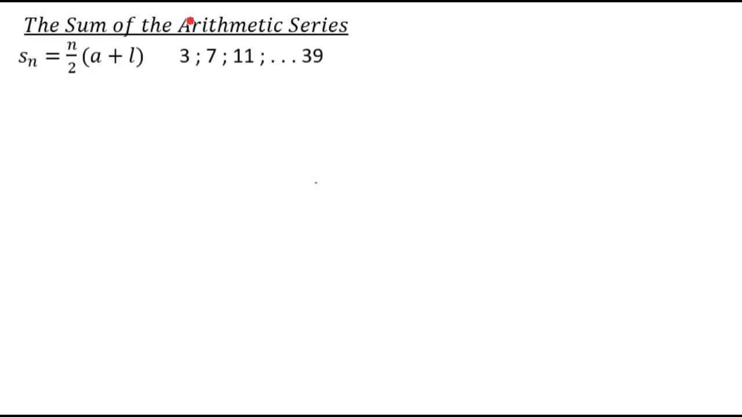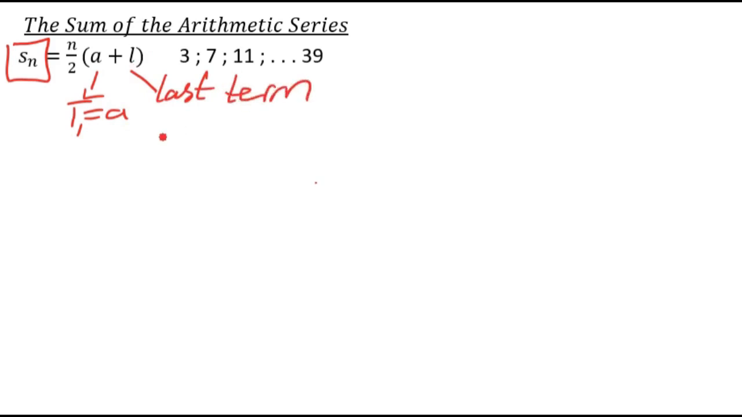Hello everyone. Let us look at the sum of the arithmetic series. First of all, we need to know this one is the sum of the arithmetic series. And then n there is the position of the term in the series. We've got a, it's our T1, the first term of the arithmetic series. L is the last term of the arithmetic series, also known as Tn sometimes.